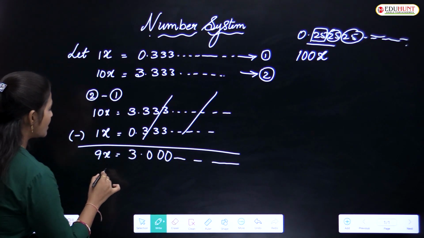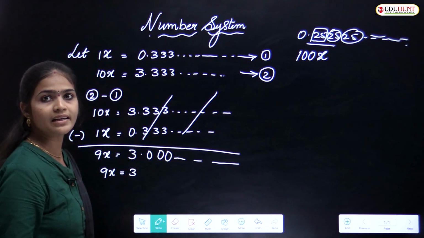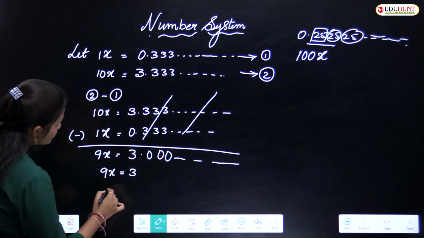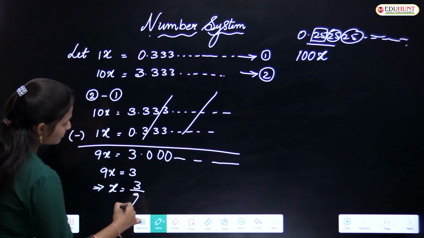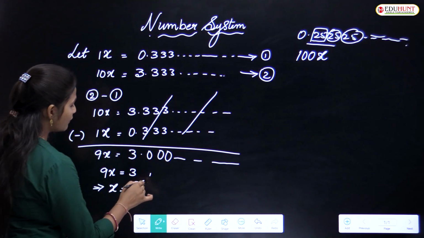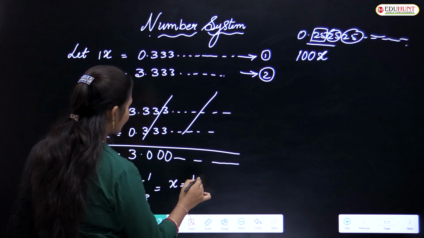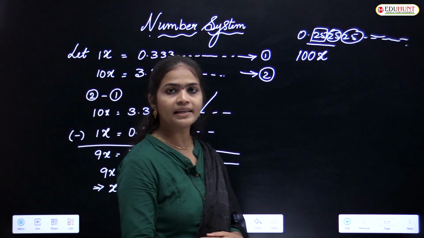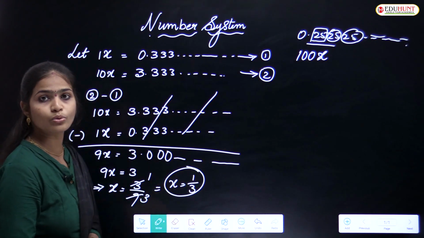So 9x = 3.00, which we can consider as 3 only. So 9x = 3, and from this x = 3/9. Dividing by 3, x = 1/3. That is the fraction form: it is 1/3 only which gave us the quotient 0.333 and so on.